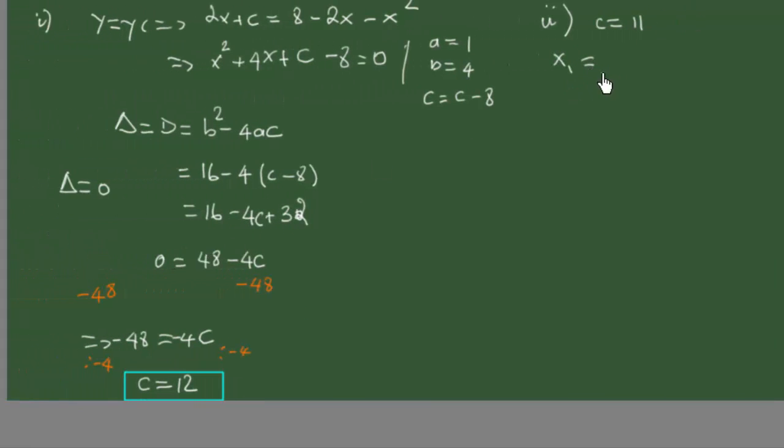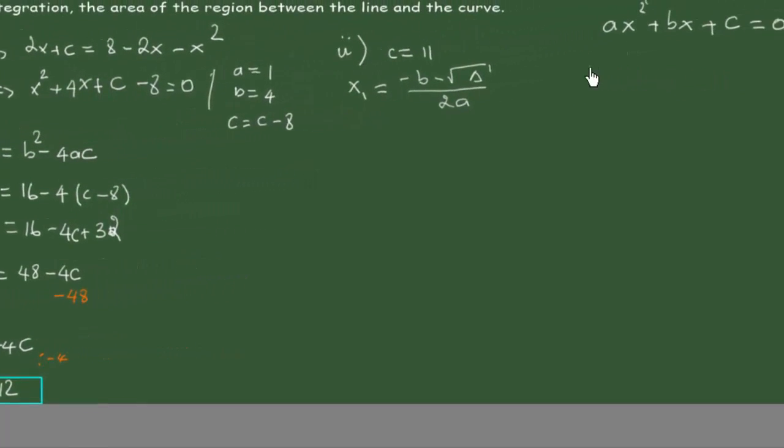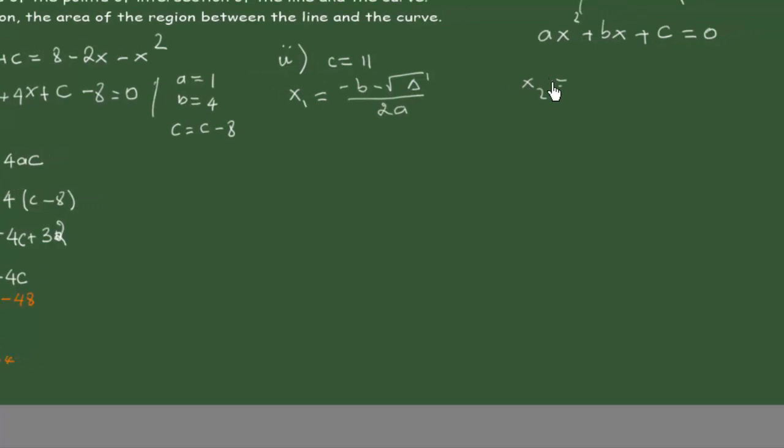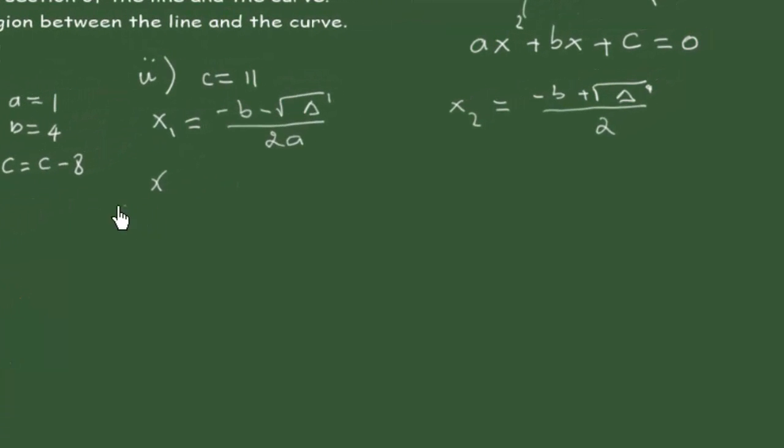would have two solutions. The first one will be minus b, minus the square root of the discriminant divided by 2a. And the second one, x2, will be minus b plus the square root of the discriminant divided by 2a. And all we're going to do here is just replace this value in the solution and obtain the x coordinate.